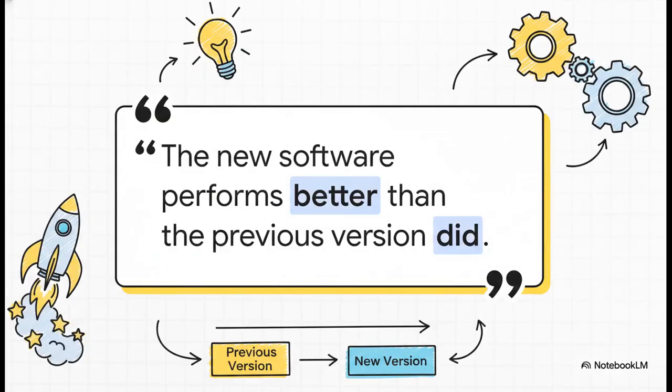Let's read this comparison clause example out loud. The new software performs better than the previous version did. It's clean, it's exact, and there is zero room for confusion. This perfectly highlights how advanced speakers provide precise clarity to a business claim. You aren't just loosely saying the software is good, you are locking down a direct grammatical comparison against a previous baseline.